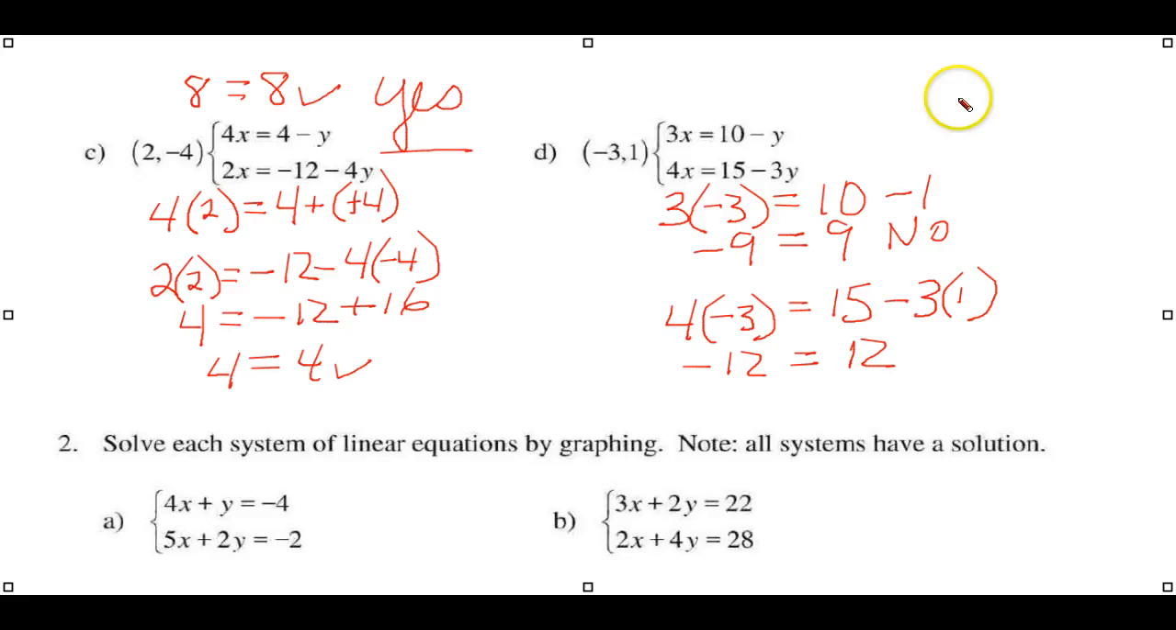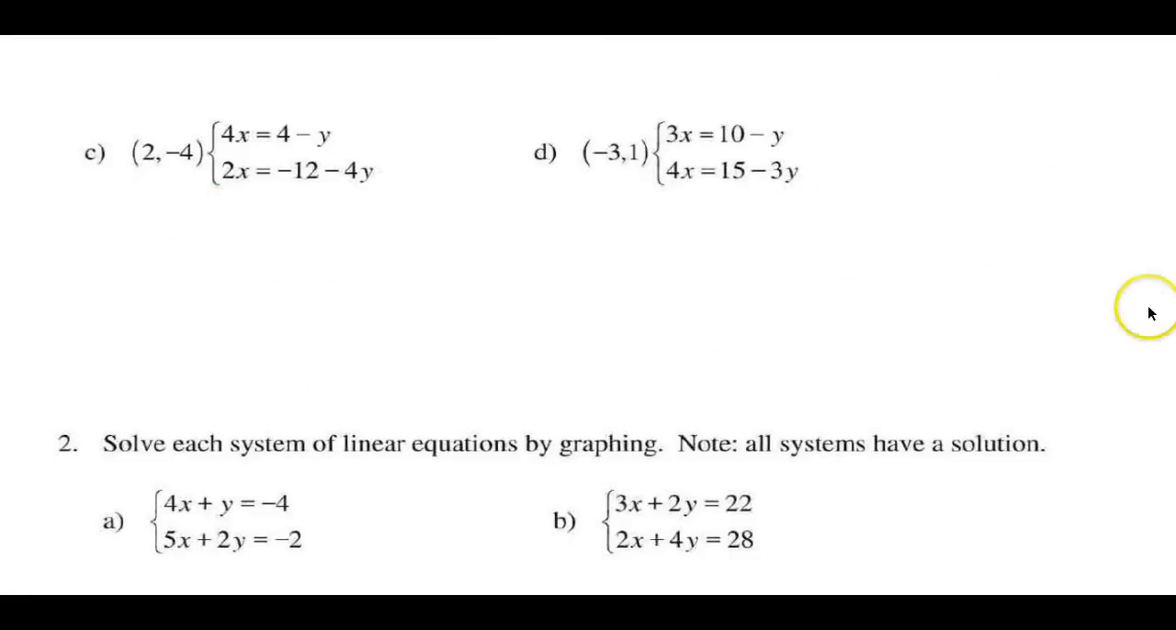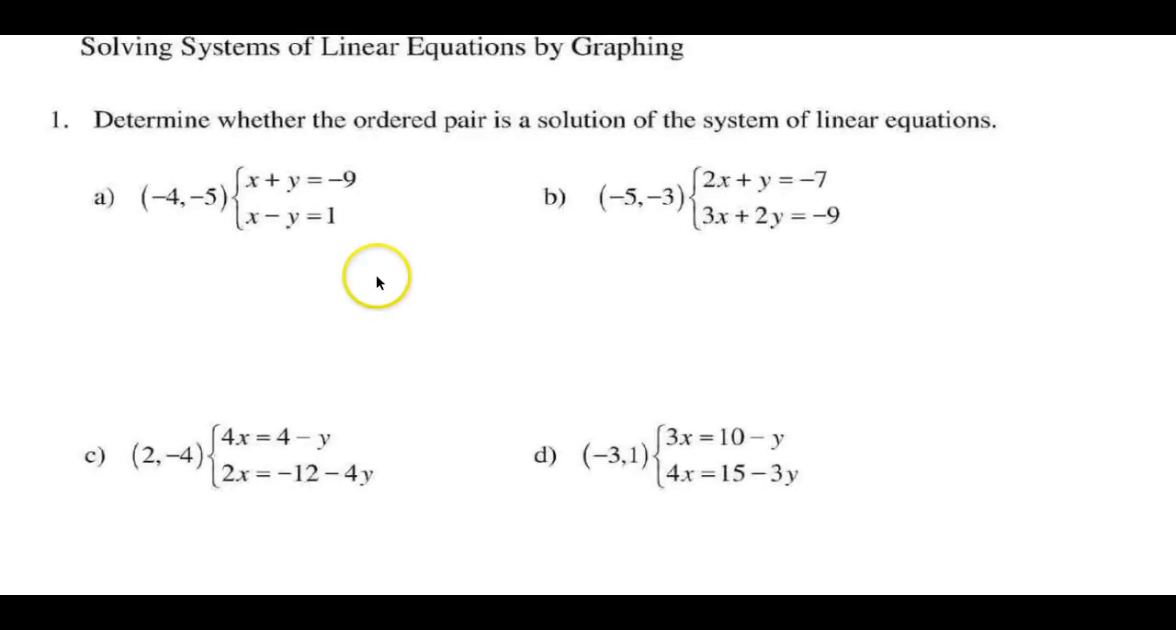So again, we were looking for that unique ordered pair where they intersected and was a solution for both equations. We had 2 yeses, and as you look at these equations again, you can see that these equations are not the same.